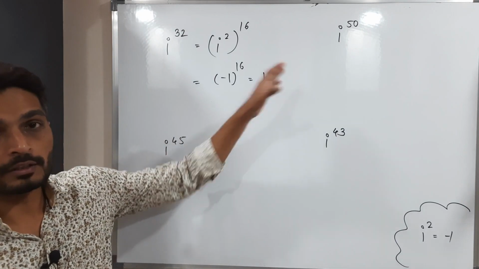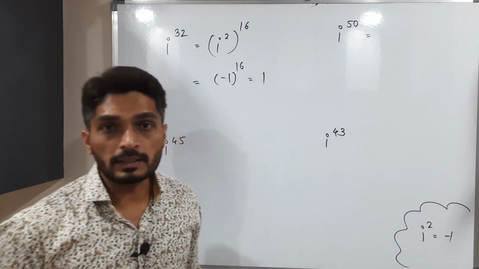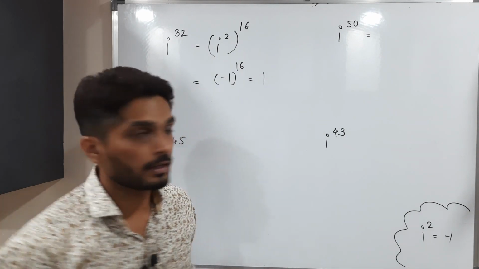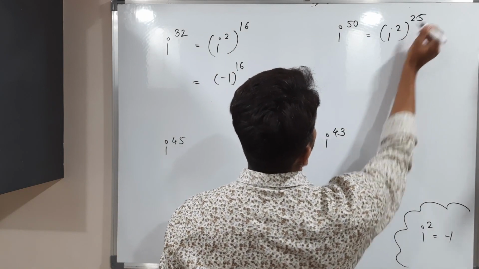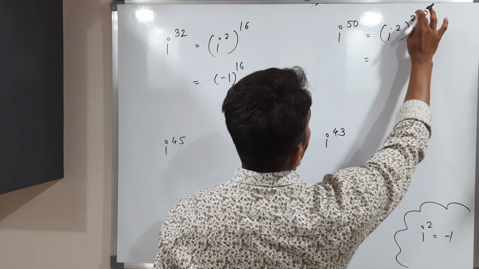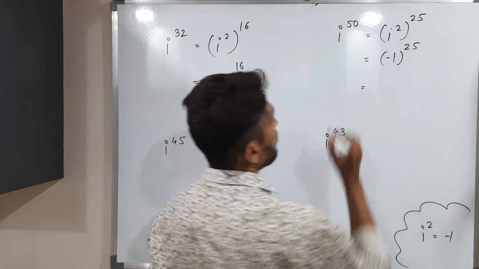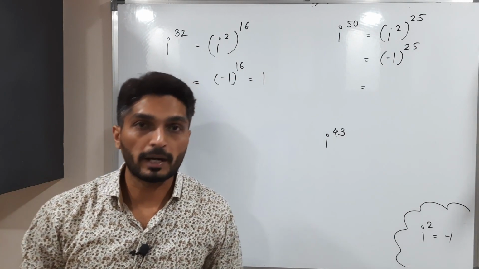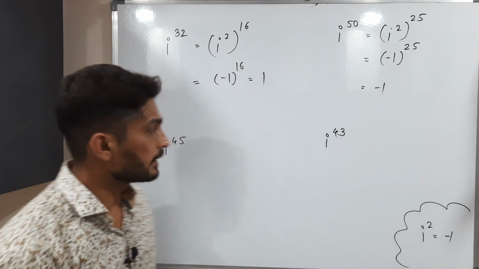Let us go further. Now we have i raised to 50. i raised to 50, again it is an even number, so we can express it as 2 into 25, right? So I can write i square raised to 25. As you know, the value of i square is minus 1, so minus 1 raised to 25, but you know 25 is an odd number, so when we take an odd power of minus 1, we will have minus 1, so its value is minus 1.